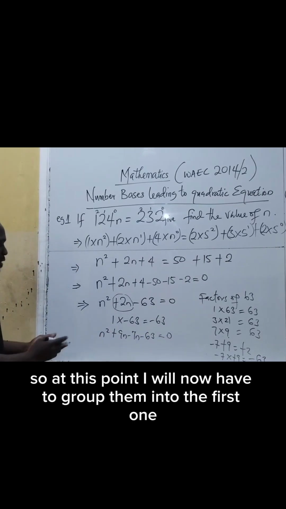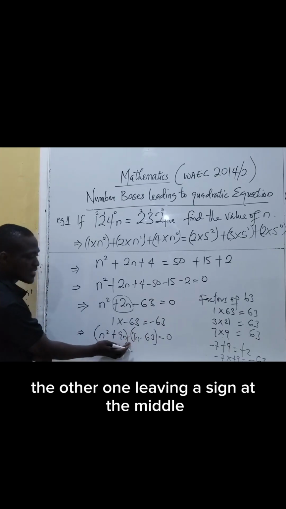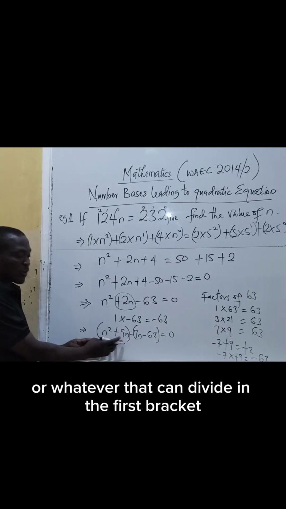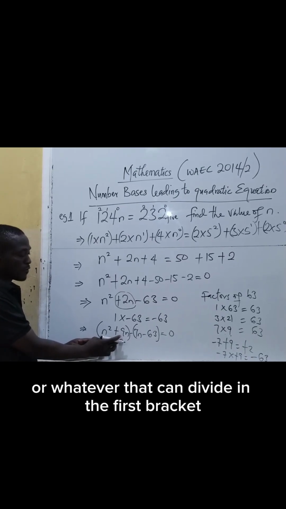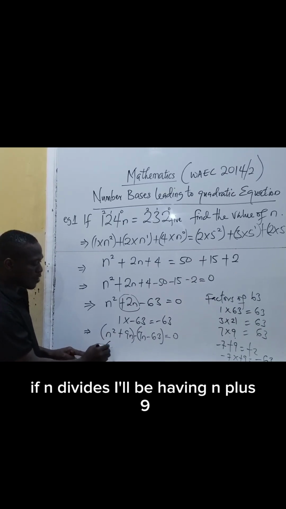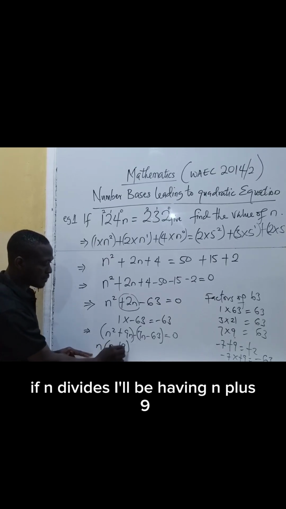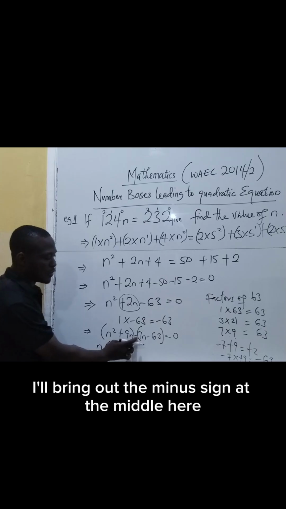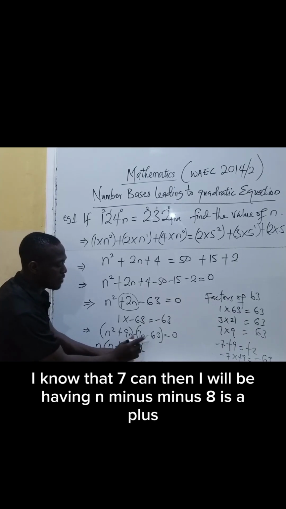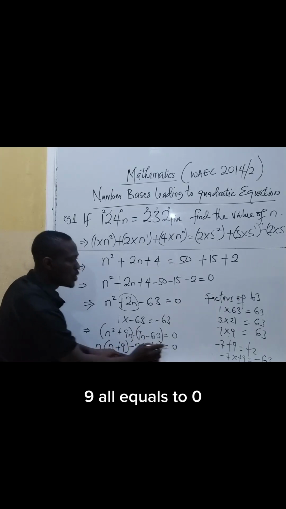So at this point, I will now have to group them in twos. The first one, the other one, leaving a sign at the middle. Having done that, I will now take the HCF or whatever that can divide in the first bracket. There I have that n can do that. If n divides, I will be having n plus 9. I'll bring out the minus sign at the middle. Here, what can go? I know that 7 can. Then I will be having n minus 7 times n plus 9, all equals to 0.